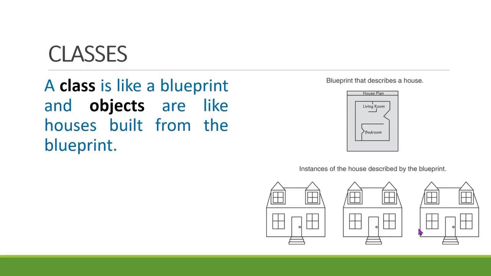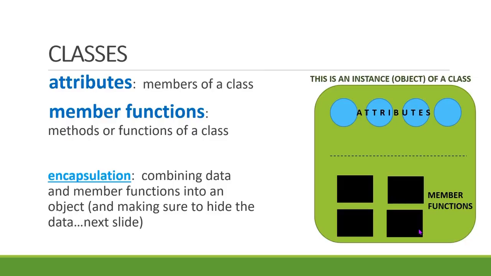A class is like a blueprint, and objects are like houses built from the blueprint. Let's say that this green box is an object of a class, and we have our data members, which are these blue circles. You need to learn this vocabulary. Attributes are our data members of our class, and the member functions are called member functions. All of these are members, both the attributes and the functions.